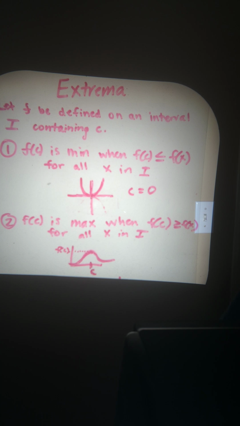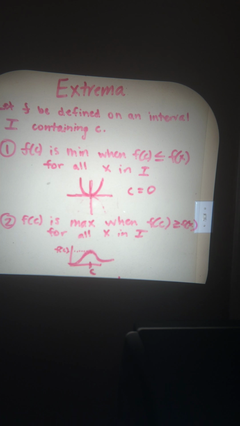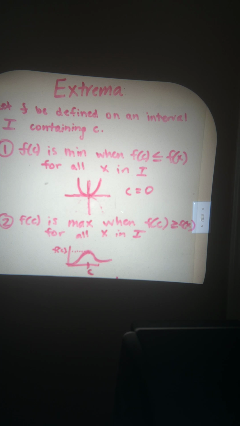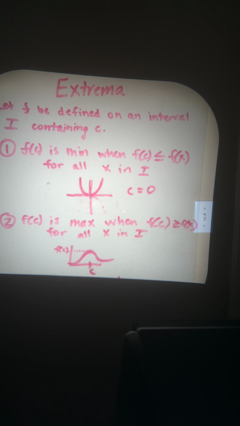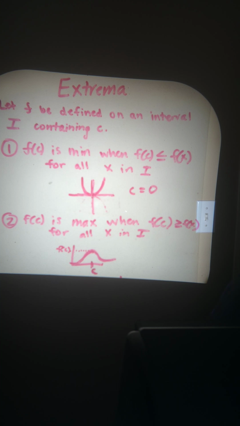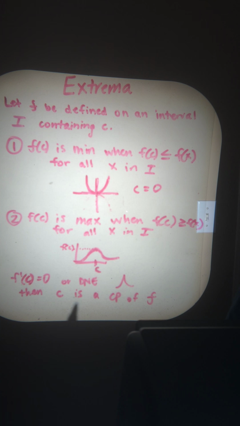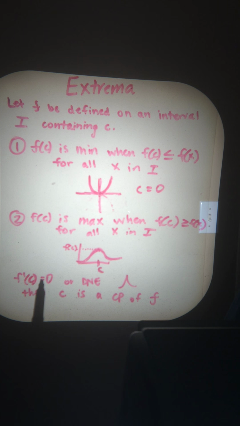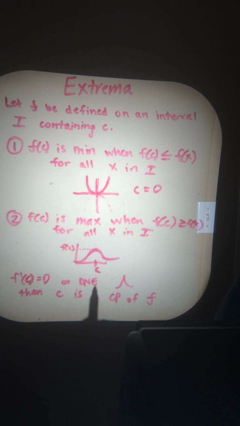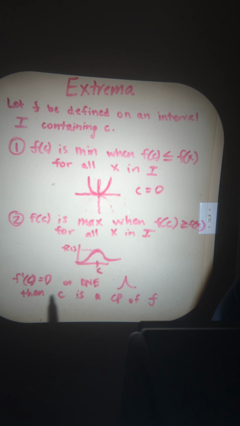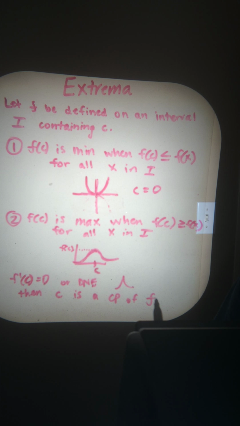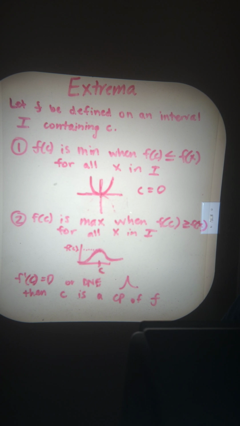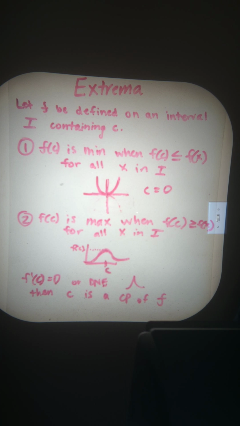Now, critical points. Let's talk about that next. If f prime of c is 0, or if it does not exist, like something like this, then c is a critical point of f. At critical points, we're going to have maxes and mins, like we see here, and it's very useful in our problems. So let's practice finding critical points.